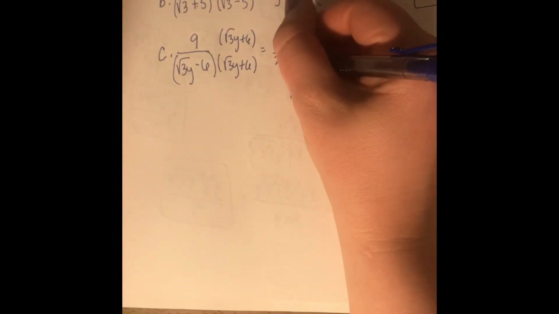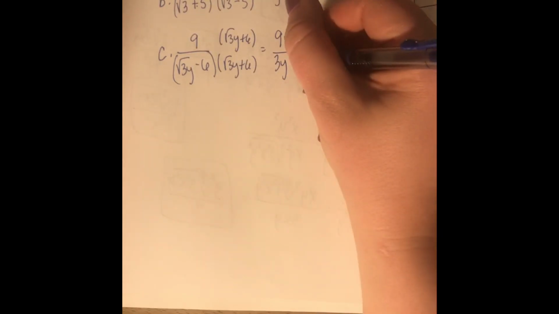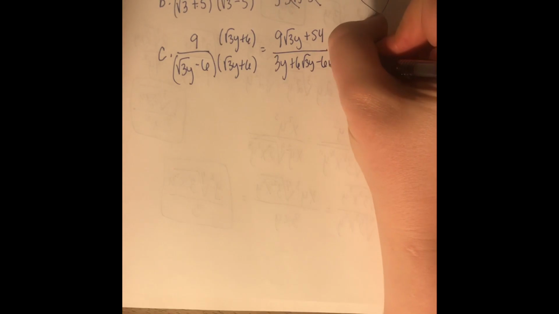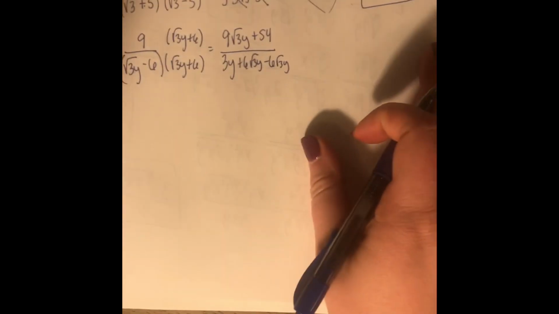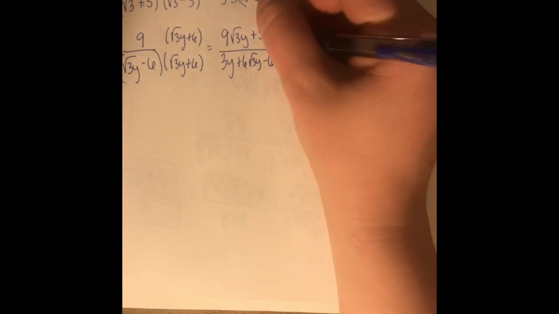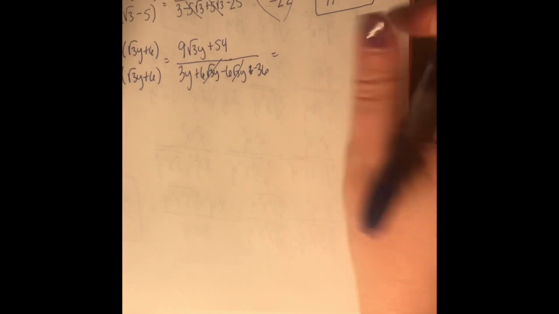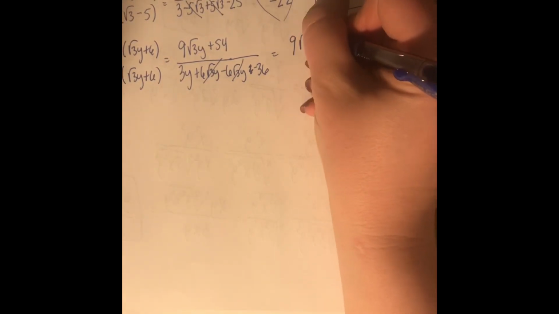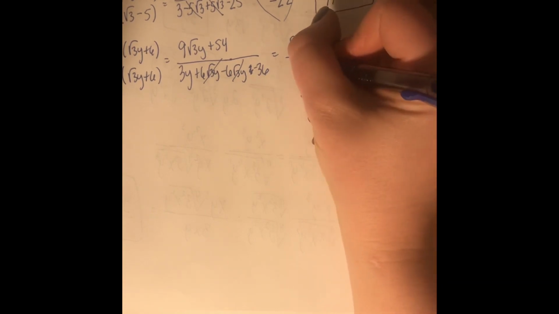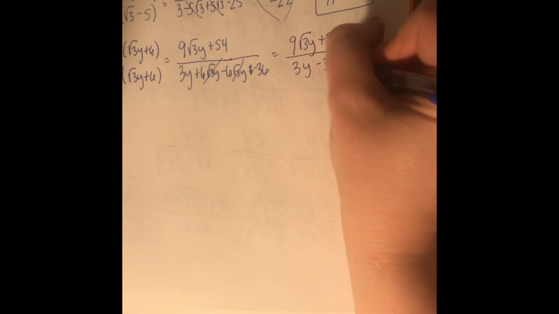FOILing in the denominator, square root of 3y times the square root of 3y is 3y. Our outer terms, plus 6 square roots of 3y. Inner terms, minus 6 square roots of 3y. Negative 6 times positive 6, minus 36. Again, outer terms and inner terms cancel. You're left with 9 square roots of 3y plus 54 over 3y minus 36.